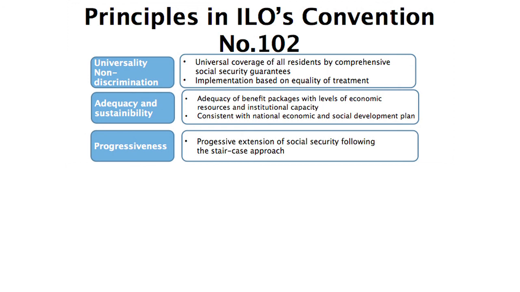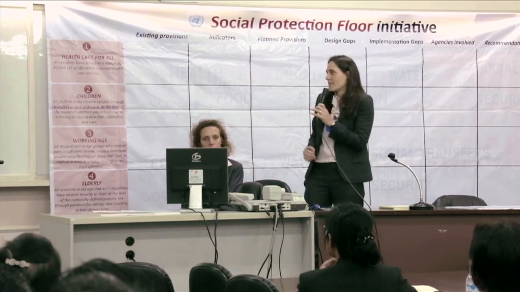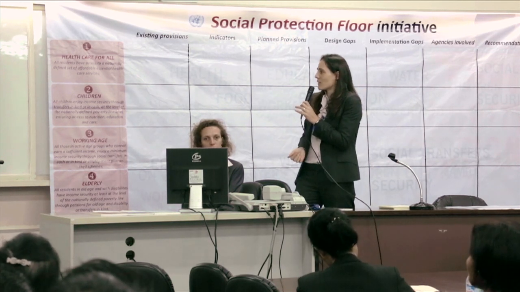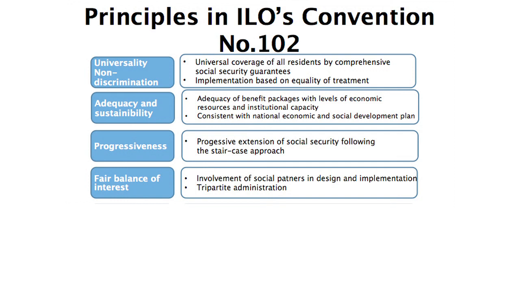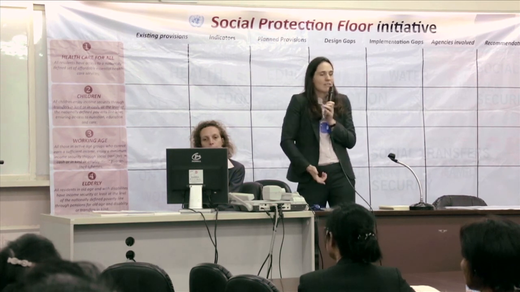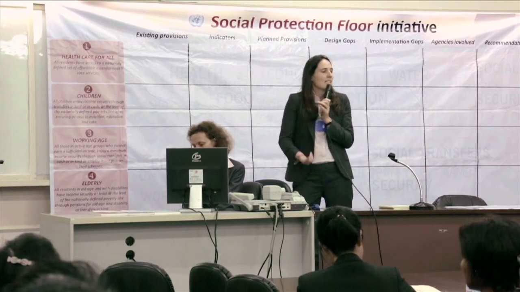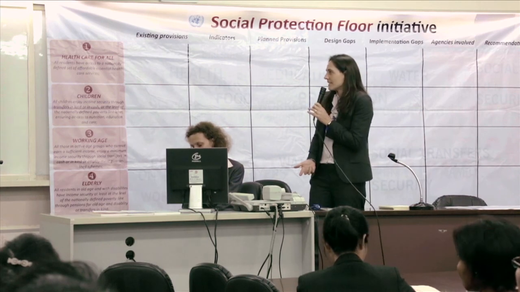The coverage or extension of coverage should be progressive. And this is again an idea we find in the recommendation on the social protection floor, by starting with a minimum universal guaranteed support and progressively extending to higher levels of benefits. We'll get back to this approach. It should also respect a fair balance of interest. This means involving all stakeholders, ministries, but also social partners, workers' and employers' representatives, who will also be involved in funding those schemes. And for the administration, it is recommended by the convention that the board should be tripartite.